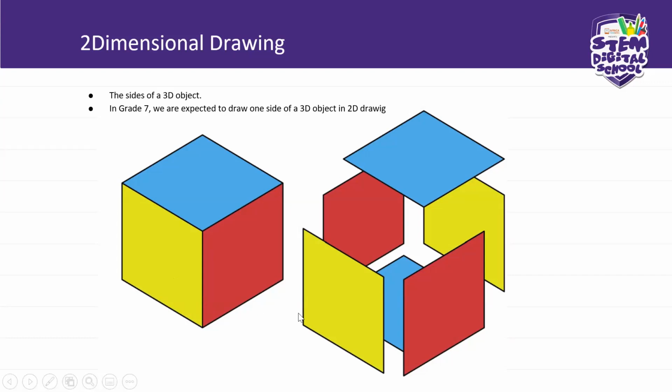Now, you must be able to draw in 2D any side of the object that you'll be given. It can be the top side, depending on the instruction. It can be the top side, the front, the side, the back, right side, or even the bottom. You can be required to do that. So that is where you apply your drawing skills that you learn in grade 7.